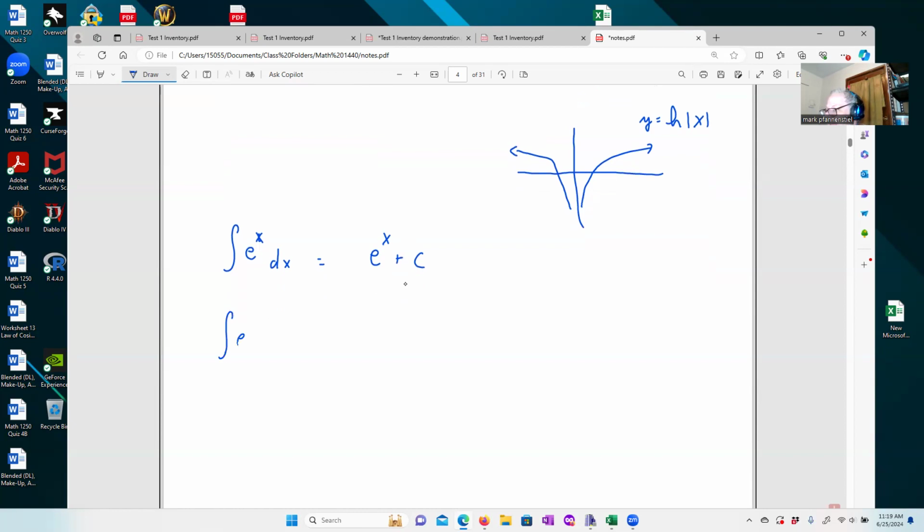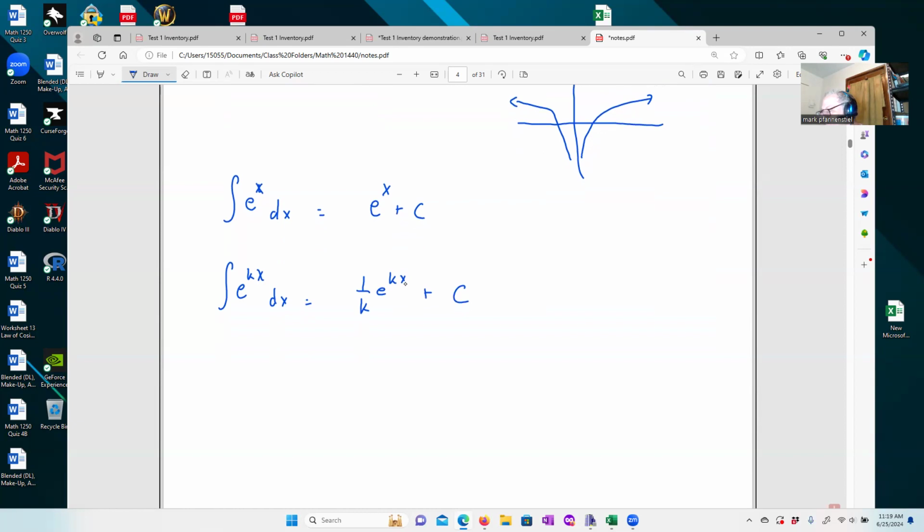If we want to take the integral of e to the kx, which is going to be rather common, what happens is we get 1 over this constant, k, a different letter to signify it's a different constant, times e to the kx. And again, we have a plus c.